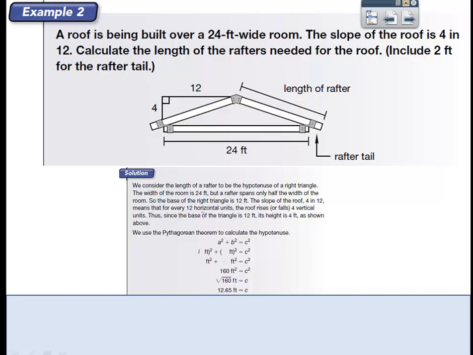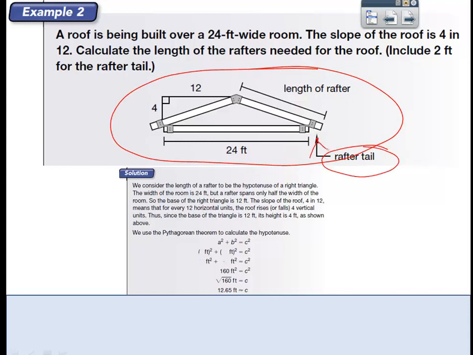So that's a lot to do, but we've kind of got it right here. They've drawn it for us, so that's going to help us a lot. Here's our rafter tail. So that's 2 feet. We know we're going to have plus 2 feet in our answer, because it asks for that. It says to include 2 feet right here. So now let's just figure out the rest.